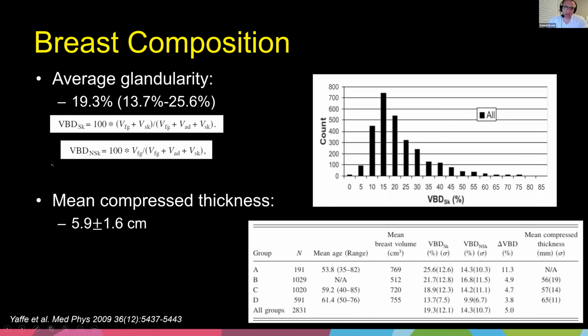In this publication, they actually measured a mean average compression thickness of almost 6 centimeters. So slightly larger, or I guess less compressed, than the last study that we looked at. And here are the averages. I simply point out that depending on how they calculated, if they calculated the mean glandular volume when you consider skin, that's how it came up with the 19%. If you take the skin out of the calculation, so it's truly just the glandular material inside the breast, the average is actually 14%.